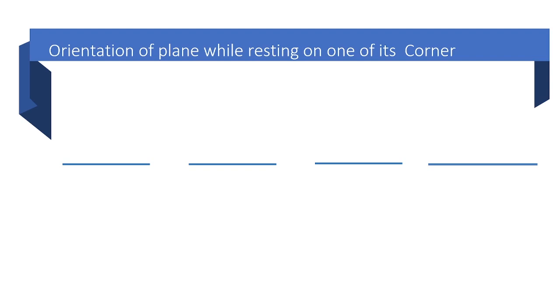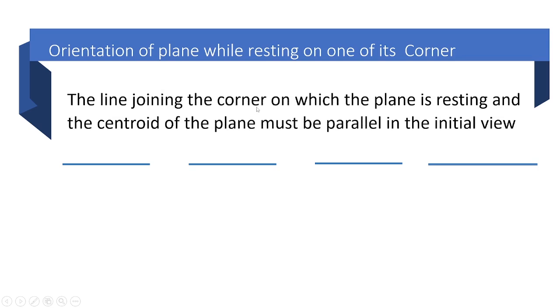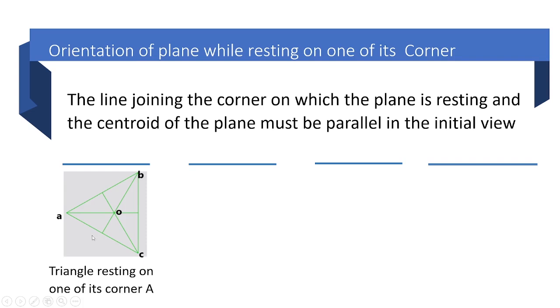Let us see what happens if the plane has to rest on one of its corners. Then the condition it has to satisfy is the line joining that corner and the centroid must be parallel to the plane. So let us check what is the change in the orientation when the triangle rests on the corner A. You will find this is the corner A and the centroid, and this line is parallel to the plane.